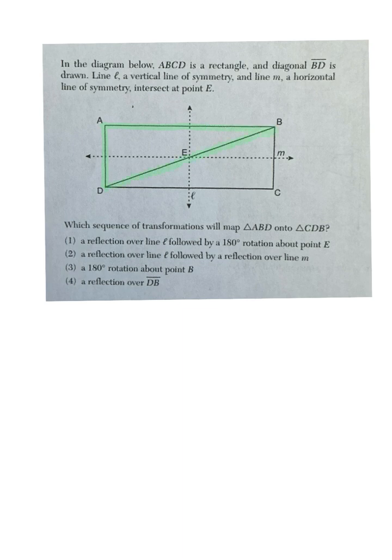And what they want that triangle to get mapped onto is triangle CDB. So this one right here, CDB. Okay. So for choice 1, if I reflect over the line L, this is what I would get. Okay, use your imagination. I'm not the world's best drawer in the world. Okay, then it says followed by a rotation of 180 degrees about point E.